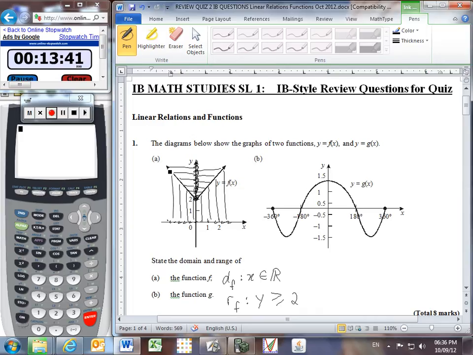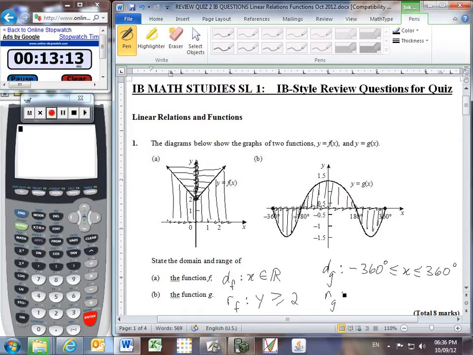In part B, function g, we're going to find the domain of function g. So that's again all the x values, so let's smush it up to the x-axis, and we see that what we've covered is everything from negative 360 degrees to positive 360 degrees. And so these are going to be my values of x, everything in between those two.